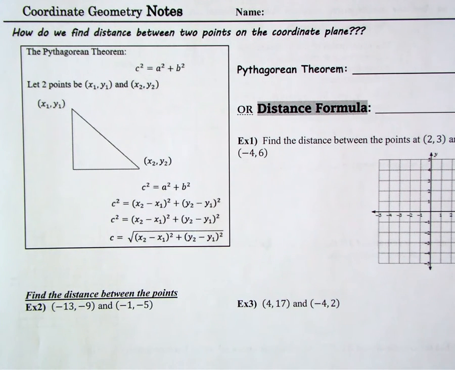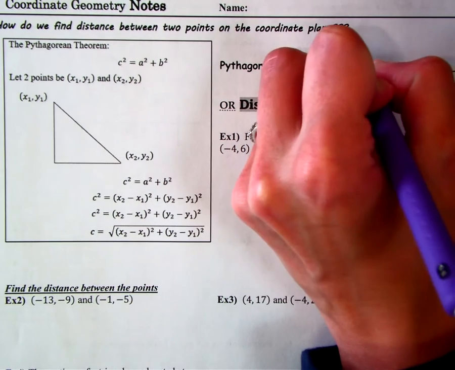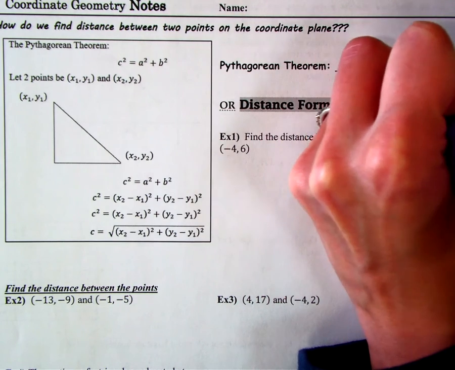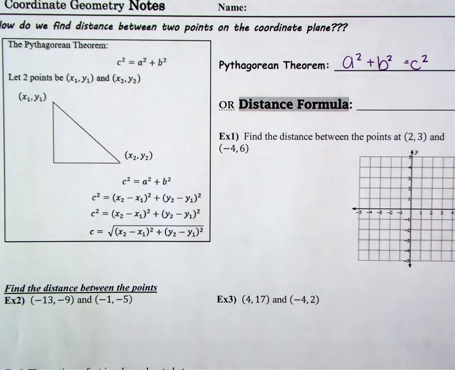So what we're going to look at now is finding the distance between 2 points on the coordinate plane. So we're going to talk about two different ways. On a coordinate plane, we can use the Pythagorean theorem, which is a squared plus b squared equals c squared, or you can use the distance formula.